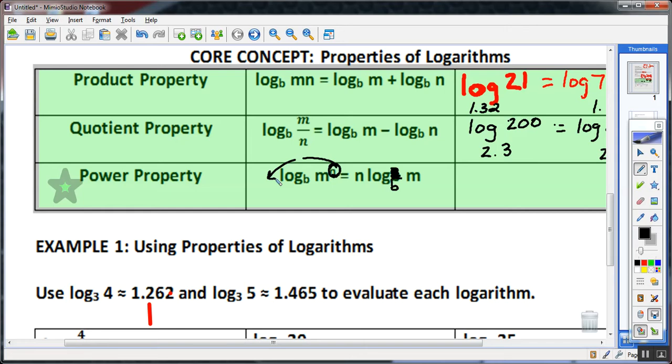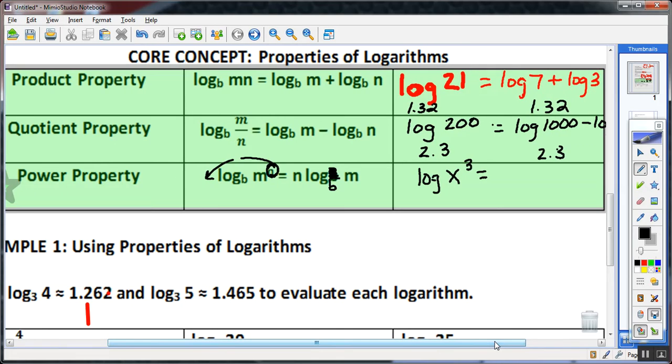Okay? So if I had something like log of, I don't know, maybe x to the 3rd power right here, where can I move that exponent, kids, according to that rule? Out front. So this would be 3 times the log of what? 3 times the log of x, okay? This rule, highly important.